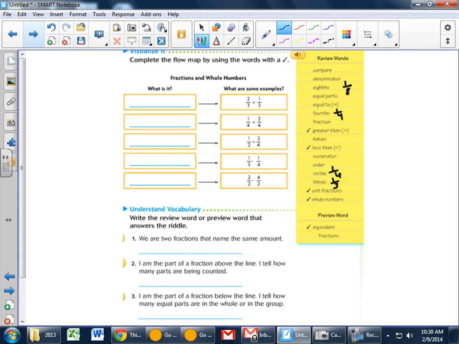Your preview words are equivalent and fractions. So we're going to use those words and complete the flow map by using the words with the check mark. So we only need to use the 5 words that have the check marks in front of them. Okay, so let's look at our flow chart. Fractions and whole numbers. The first column is what is it, and the second column are some examples. So let's look at this one right here. 2/3 greater than 1/3. If you just read the fraction and look at the symbol, it already gives you the answer.